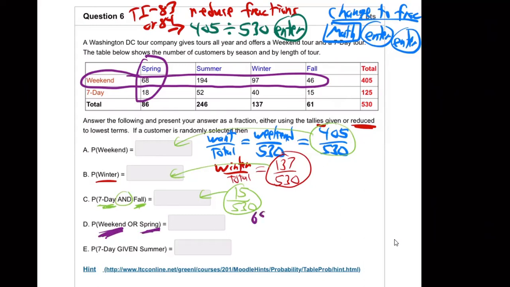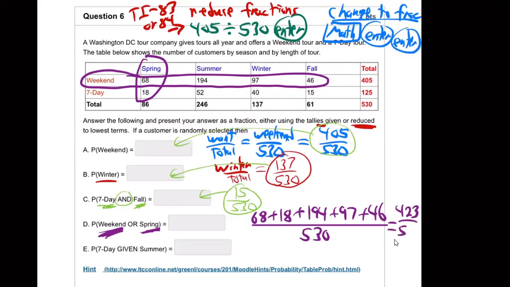That means I need to add all those up. 68 plus 18 plus 194 plus 97 plus 46 over, again, that total, 530. So you have to add those up on your calculator. I'm getting 423 over 530. So that's it. Just put that in the box. You don't have to worry about reducing it. They'll take it just like that.